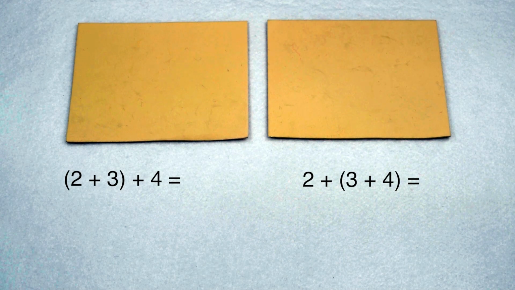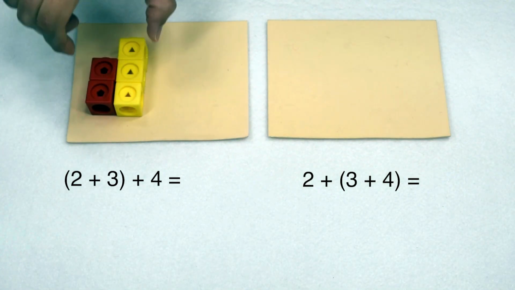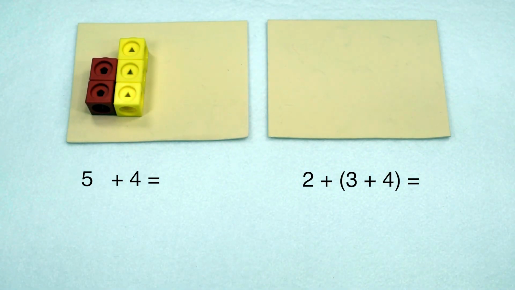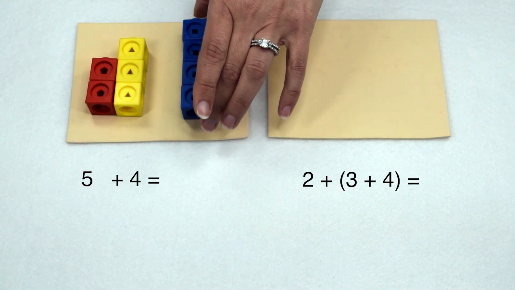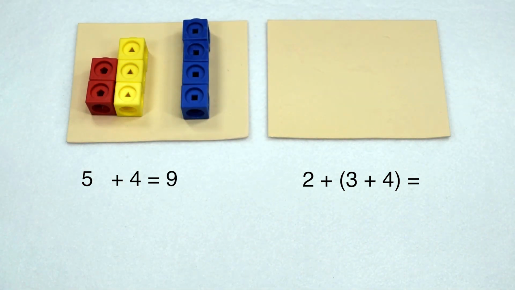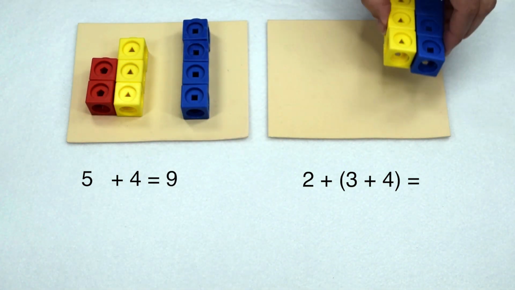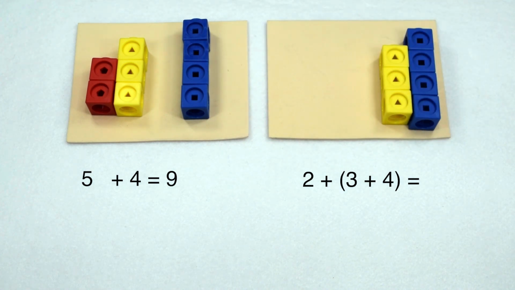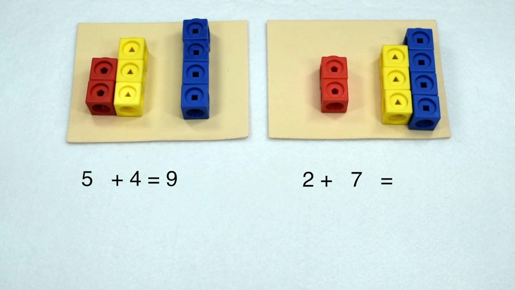Well, in our first problem, we're going to start by adding 2 plus 3 inside the parentheses. 2 plus 3 gives us 5. To that, we're going to add 4, which is then going to give us a total of 9. In our second problem, solving inside the parentheses first, we're going to add 3 plus 4. That's going to give us a total of 7. Then we're going to add 2 more to that to give us 9. So as we can see, moving around the parentheses doesn't change our sum.